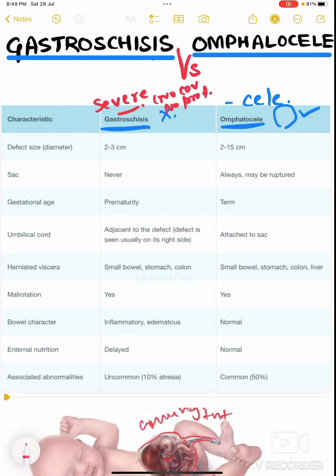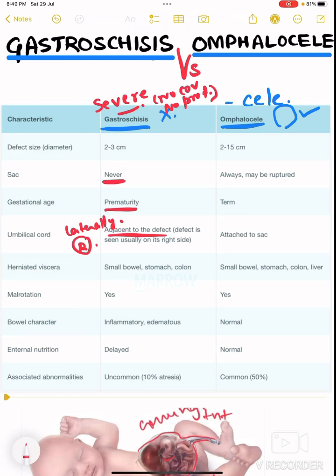We have to remove a bit, right? Because of lack of covering, gastroschisis is a more severe disease, right? So the sac is never present, right? What is the common age of gastroschisis? It is prematurity, right? And in relation to the umbilical cord, it is present laterally, generally on the right side, right?